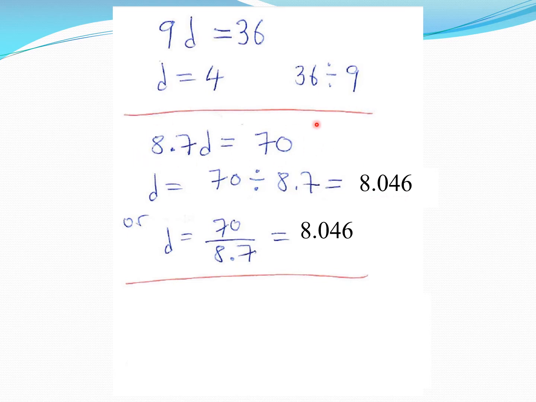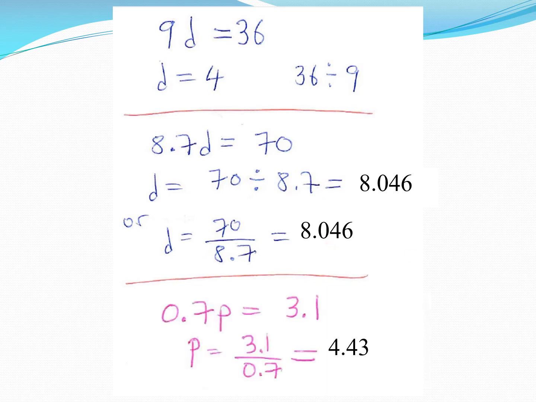Another way to write this, and this is the way we'll do it normally, d equals 70 over 8.7. So that's a fraction. So basically 70 divided by 8.7. So that expression there is the same as that expression. So we're dividing across by 8.7, but to write it out, we'll use this method more so as we proceed on the course. So d equals 70 divided by 8.7 equals 8.046.